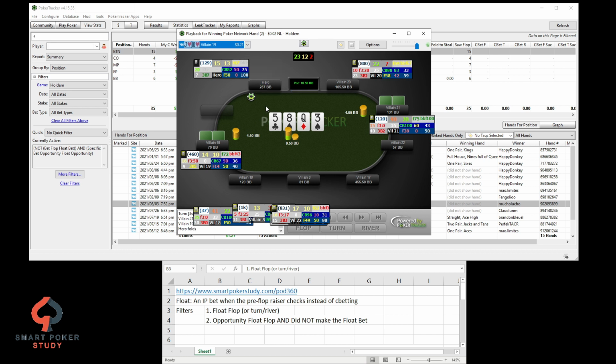But here's the interesting thing. Now, who knows what could have happened if we did float on the flop? But that river comes a 9. Sure, it is 3 spades, but we just completed our gut shot.